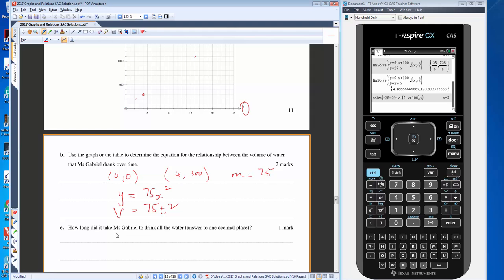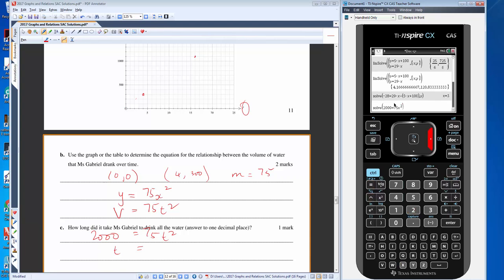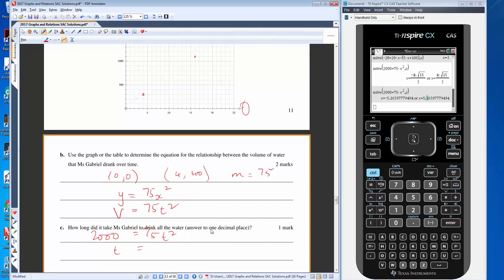Alright, how long did it take to drink all the water? Well, that would mean that she drank 2000 ml, 75t squared, and t equals, run this through your calculator on solve, 2000 equals 75x squared, and we want to solve for x, control enter. And we're looking for the positive solution, which is 5.16. We want this to 1 decimal place, so 5.2 hours.